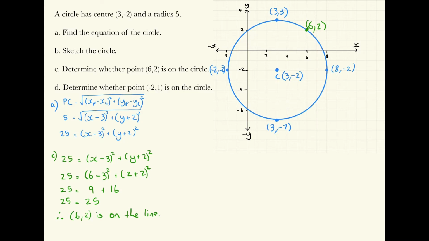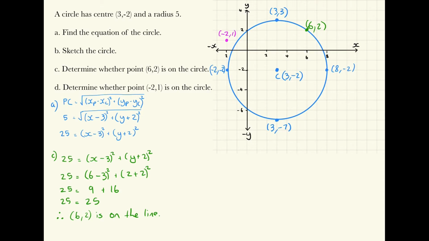And we can do the same process for part D. Is negative 2, 1 on the line? Let's have a look at our circle first. Is negative 2, 1 on the line? Let's use a different color. Let's go pink or purple. Clearly, negative 2, 1 is not on the line. So what we'd expect is that when we use, again, our circle's equation and substitute negative 2, 1 into this, the left-hand side will not be equal to the right-hand side. I'm predicting this. So let's go ahead and do that.